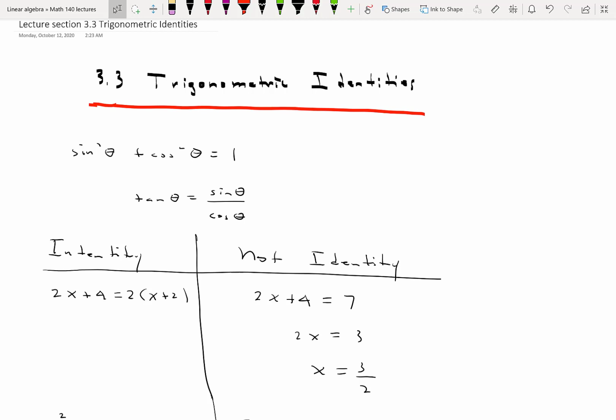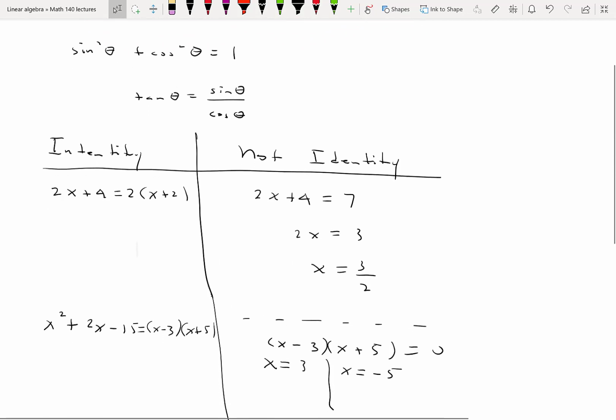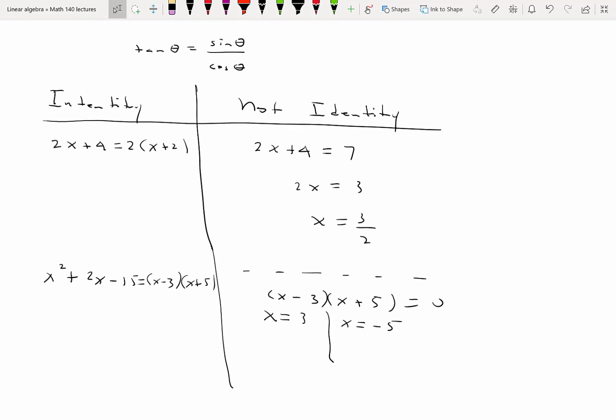So notice what you're allowed to do when you're solving non-identities, otherwise known as conditional equations. Sometimes I'm not going to write down that word. We don't need it for now. In the equation 2x plus 4 equals 7, for example, we are allowed to subtract 4 from both sides. That's what I did in the first step. And then we are allowed to divide both sides by 2.